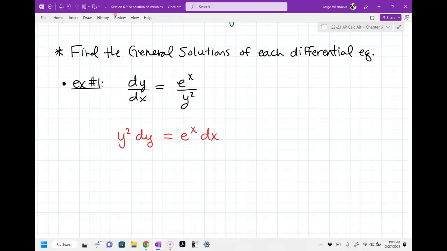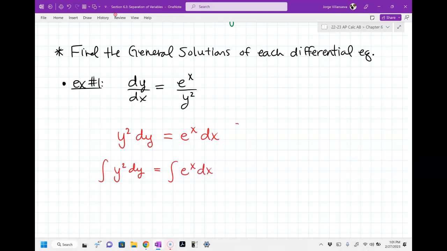Now, in order to find the general solution, where the differential equation came from, I'm going to have to integrate. I've got to figure out where dy dx came from. That's a derivative, so if I want to figure out where it came from, I have to go backwards, right? The antiderivative, or our integral. So I'm going to write the integral of y squared dy is equal to the integral of e to the x dx.